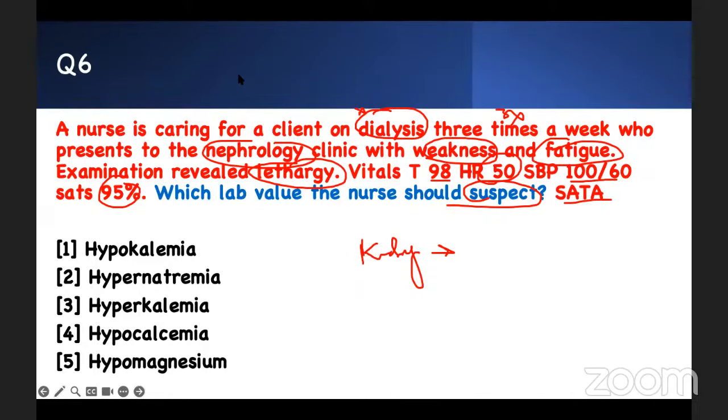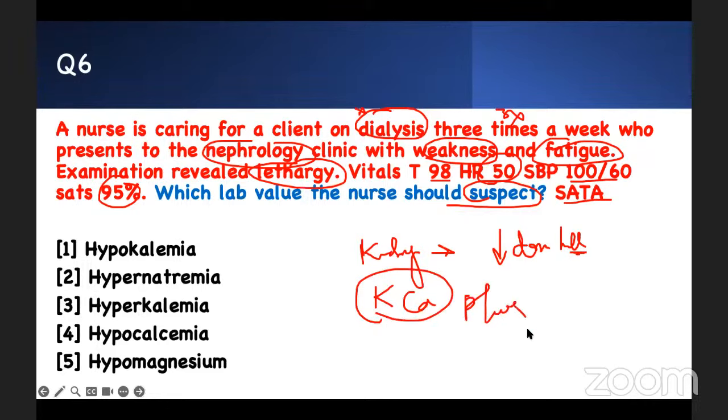So, the best way to tackle it is, look, I'm weak, I have fatigue, I have lethargy, bradycardia. Okay, things are what? Going downhill. There's a couple of electrolytes you should worry about. K, calcium are the most common kidney problems, and sometimes your phosphorus, that's what it regulates. So the reason why we do dialysis is because of your potassium. But let's look at each electrolyte problem.